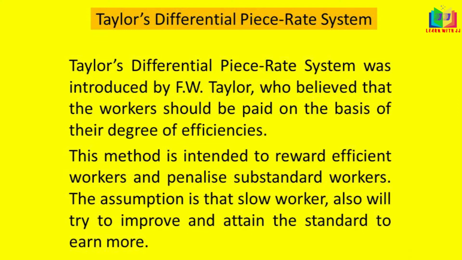The aim of this method is to reward the efficient worker. Whoever works well has to be paid more, and whoever is not working well has to be paid less. That is the concept of this Taylor differential piece rate system. The assumption is that slow workers will also try to improve by paying low wages for the substandard workers. They will improve in future periods. They also aim to attain the standard in order to earn more. That is the assumption of this Taylor piece rate system.